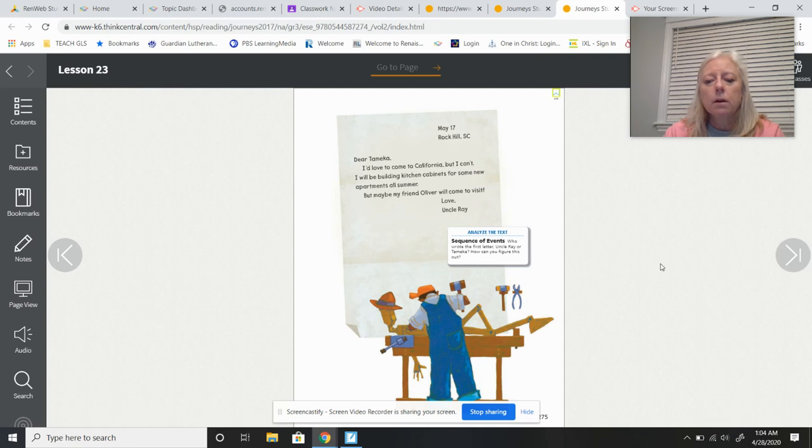Right? And then Uncle Ray writes a letter back to her. Again, being that Uncle Ray is her uncle, he's going to speak in a way that is like they're relatives or friends. So he's in South Carolina. It says, Dear Tamika, I'd love to come to California, but I can't. I will be building kitchen cabinets for some new apartments all summer. But maybe my friend Oliver will come to visit. Love, Uncle Ray. Okay? This is kind of informal. He's writing to his niece, somebody he knows, and it's a friendly kind of letter. All of these being letters, having the important parts of a letter, you have your greeting, your closing, your signature, and of course the body of your letter.